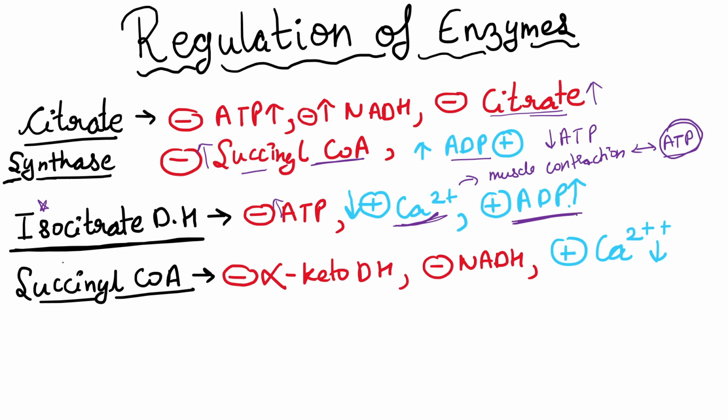Succinyl coenzyme A, again, if there is a high level of alpha ketoglutarate dehydrogenase, it would have a negative impact on succinyl coenzyme A. Again, if there is a higher amount of NADH, then also it would have a negative impact. And again Ca2 positive, that is calcium, would have a positive impact.